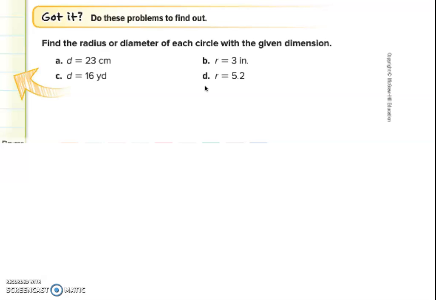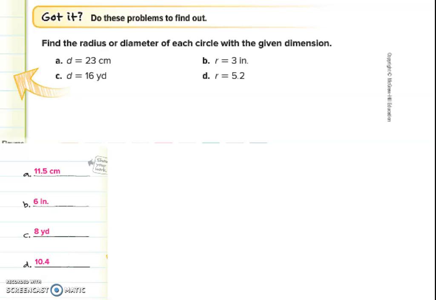Now, I want you to take some time here and pause the video, answer these questions, then come back when you're finished. Well, welcome back, and here are the answers. A is 11.5 centimeters, B is 6 inches, C is 8 yards, and D is 10.4. Don't know the unit, so that's why there's not a unit there.